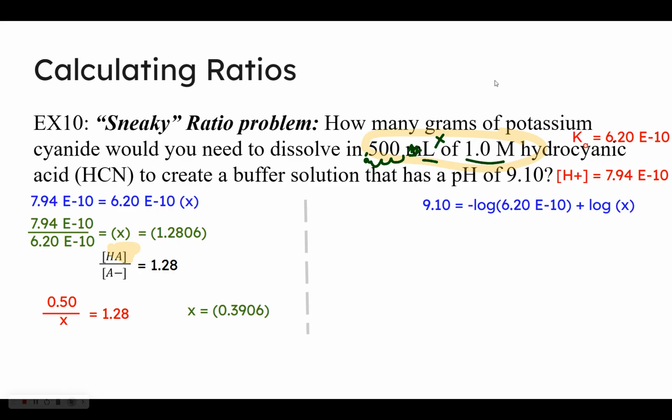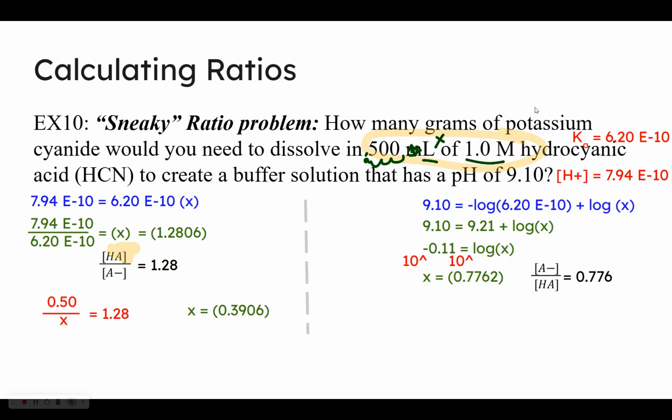So here, once again, I'm taking my pH equals the negative log of my Ka value plus the log of x. Simplifying that down by taking the negative log of the Ka value, subtracting 9.21 from each side gives me negative 0.11 equals the log of my ratio, the log of x, and then doing 10 raised to that power in order to solve for my x. And that tells us that my conjugate to acid ratio is 0.776.